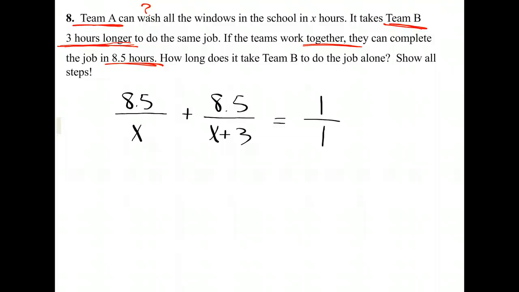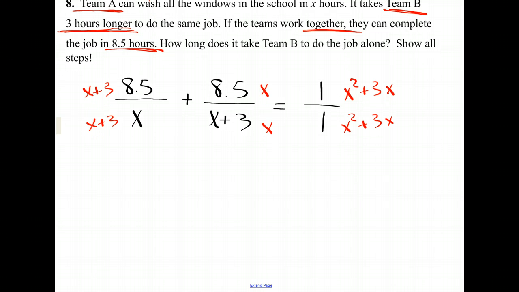So to solve this, we get a common denominator just like we did the last one, which would be the product of x and x plus 3. So this one needs an x. This one needs x plus 3. And this one needs both, which would be x squared plus 3x. Solve away on that. Simplify this up here, you get 8.5x plus, let's see, 24 and 1.5 is what, 25.5, plus 8.5x equals.